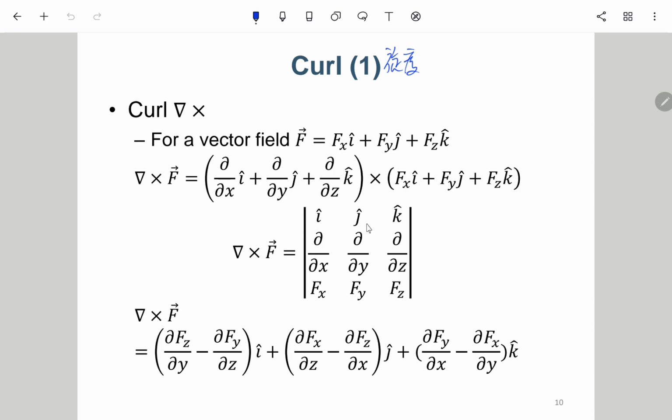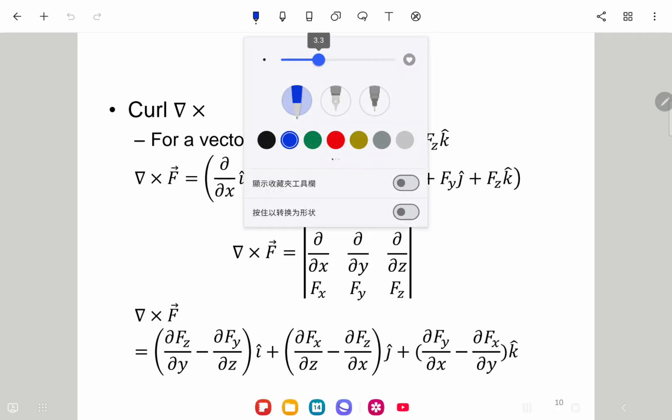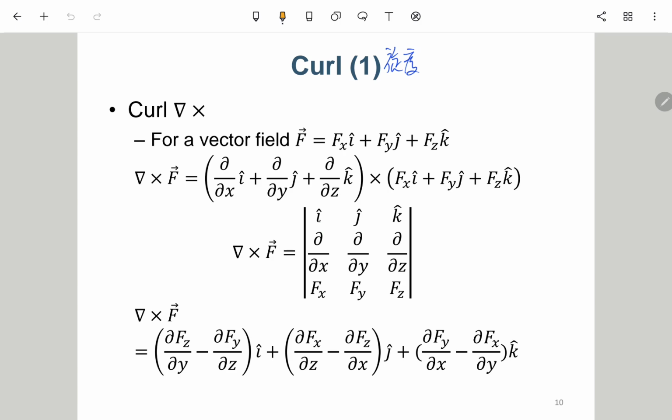ijk put in here, and then for this x component, the xyz component for the first vector, partial x, y, z will be put here, 1, 2, 3, okay, and then fx, fy, fz will be put in here. So if you still remember, we can do it like this. Okay, we have i, okay, j, and then k, like this. Okay, so all these three are positive.